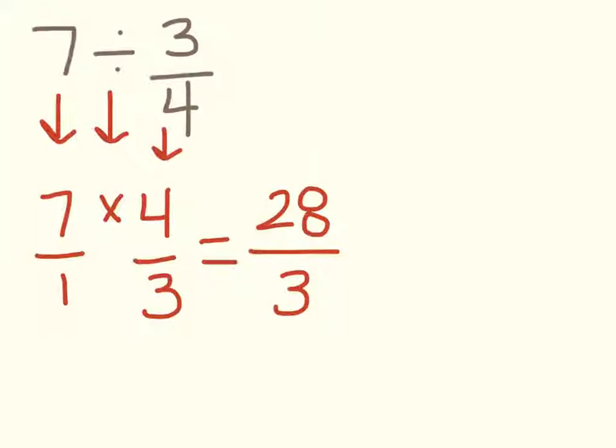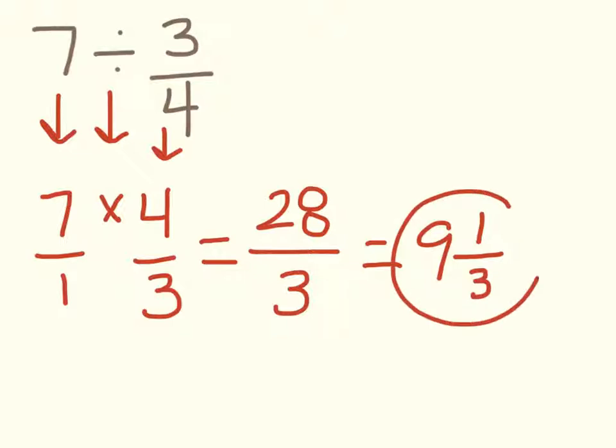Now we can change this into a mixed number by first dividing 28 by 3. How many times will 3 go into 28, guys? That's right, 9 times. 9 times 3 is 27. So 28 minus 27 gives us a remainder of 1, which becomes our new numerator. And we put that over our denominator, 3. So our final answer is 9 1/3.